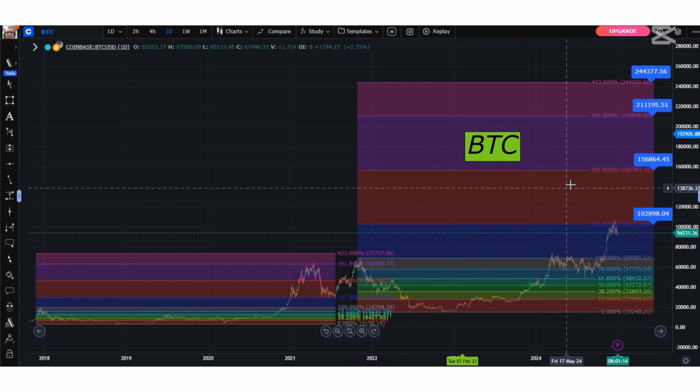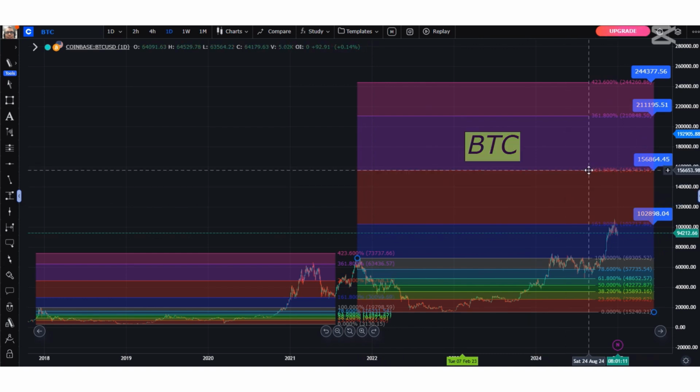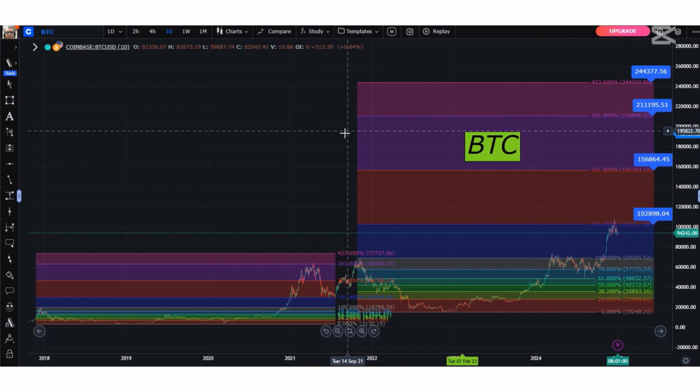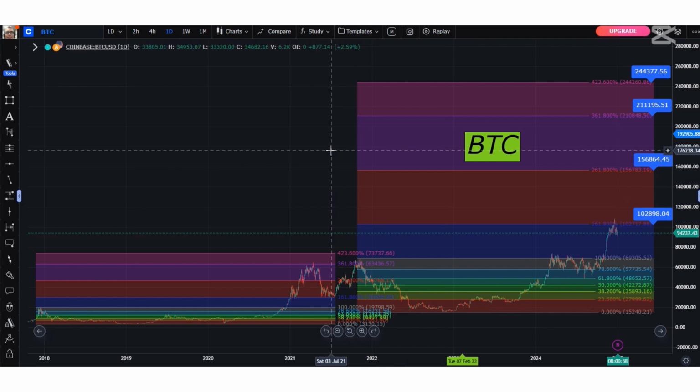That's where I would be feeling pretty comfortable, especially right here at the 156 and maybe even a 361, and that's about $211,000. So if you're holding Bitcoin and you want to figure out exactly some price targets to get out, these two will probably be a great option.